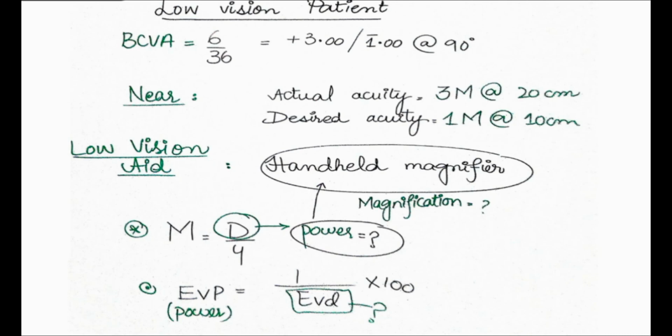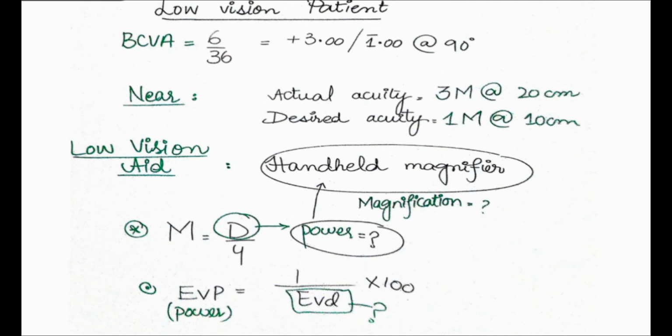Suppose my font size is very small because I have to use a laptop or computer, as my work is related to that. So it means that his desired acuity is 1M at 10 centimeters. According to his need, suppose he wants to read a newspaper, or for temporary use or a short period of time, you have to see what his needs are. According to his need, you have to prescribe the low vision aid.